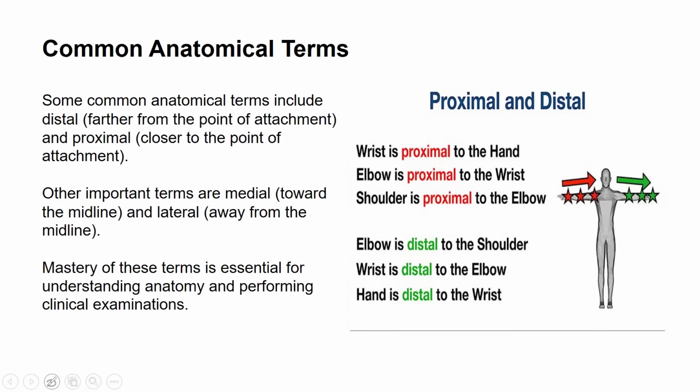So you see, the wrist is proximal to the hand. What does that mean? It means the wrist is closer to our hand. The elbow is proximal to the wrist. It means that our elbow is closer to the attachment of our wrist. The shoulder is proximal to the elbow. So you see the word proximal means closer. The elbow is distal to the shoulder. It means that it is far from the shoulder.